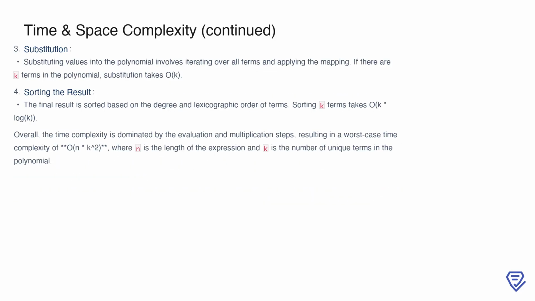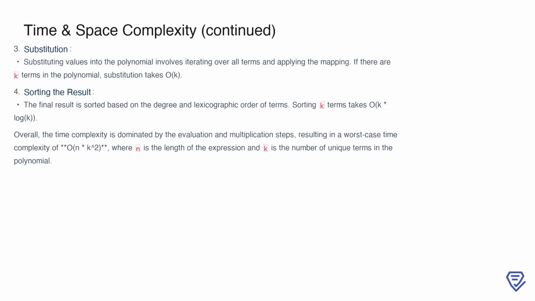Now, let's consider the substitution and sorting steps. Substitution involves replacing variables in the polynomial with their corresponding values from the mapping. This requires iterating through all terms in the polynomial, so if there are k terms, substitution takes k time. Sorting is the next major step, where we arrange the terms of the polynomial by their degree and lexicographic order. Sorting k terms has a complexity of k log k.